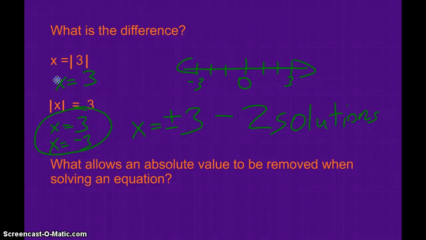So what this brings us to is our question at the bottom of the screen here. What allows an absolute value to be removed when solving an equation? Because when we solve an equation, we want to take the equation apart and eliminate everything but x. So therefore, what allowed that absolute value to be removed is to consider the definition of an absolute value. If we have the absolute value of x equals 9, to rewrite that without an absolute value, we have to account for the fact that we have two different directions we can go from 0 on a number line.